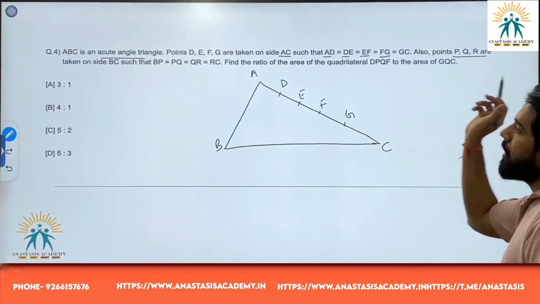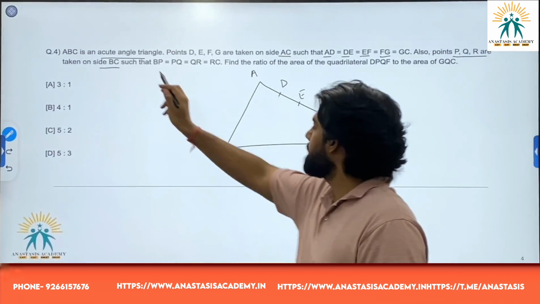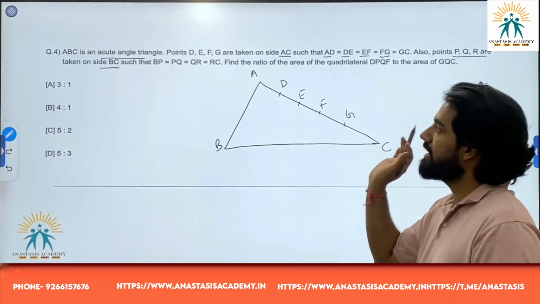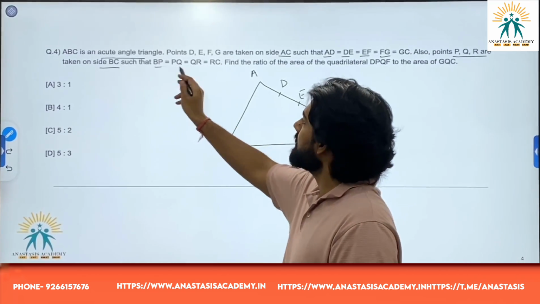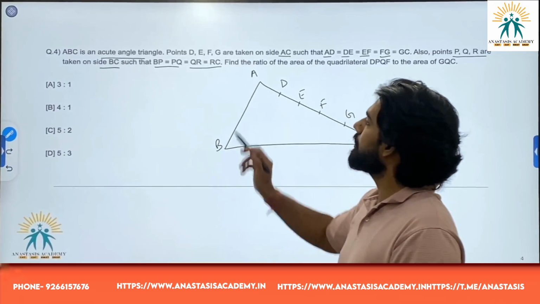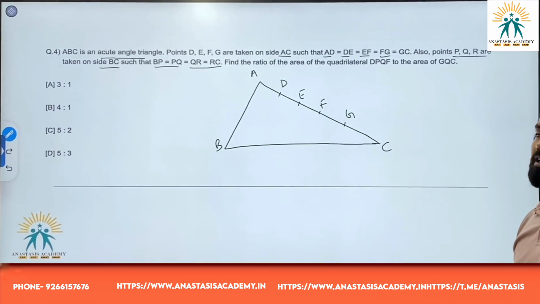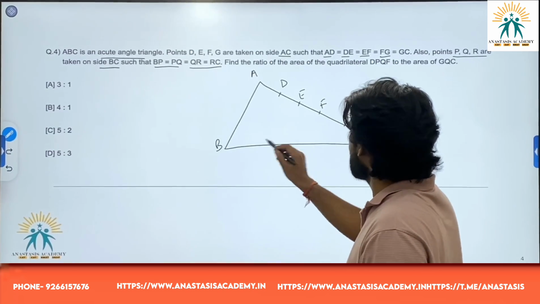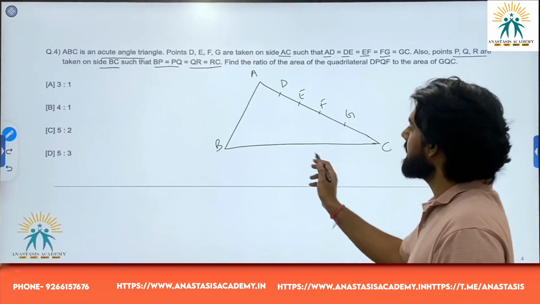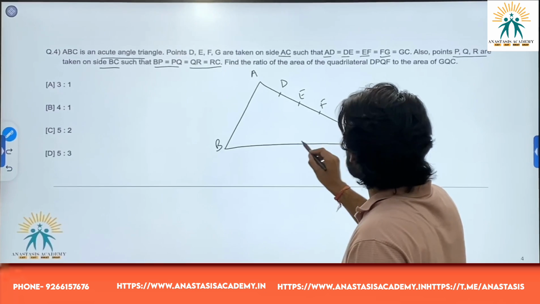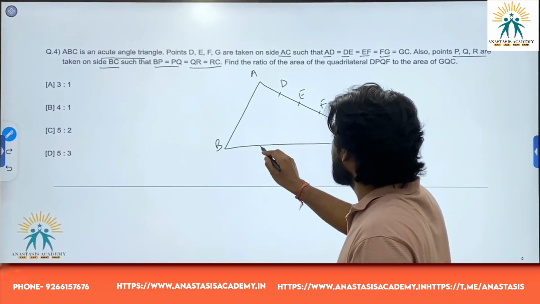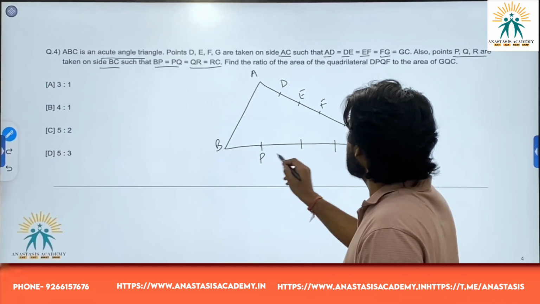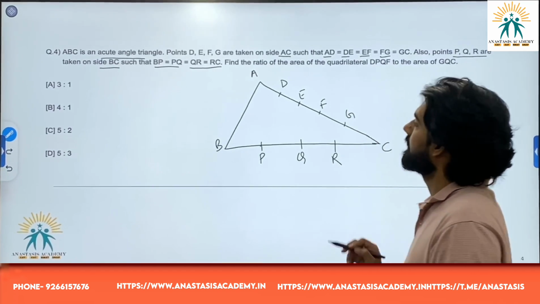Also, points P, Q, R are taken on side BC. So 3 points P, Q, R are taken on this side such that BP is equal to PQ, which is equal to QR, and which is equal to RC. So also these 3 points are equidistant from each other. So just break this line BC into 4 equal parts, which would be 1, 2, and 3, points P, Q, and R.